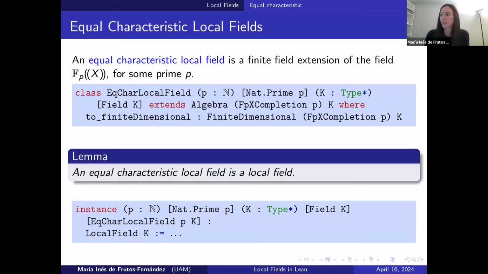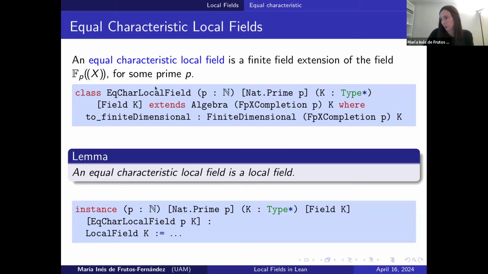So an equal characteristic local field is a finite field extension of the field F_p((X)) for some prime p. So F_p((X)) here is defined as the completion of the field F_p(X) of rational functions over F_p with respect to the maximal ideal generated by X.